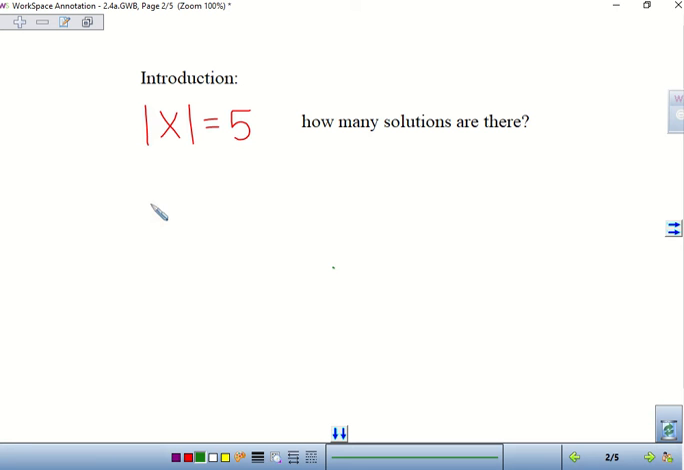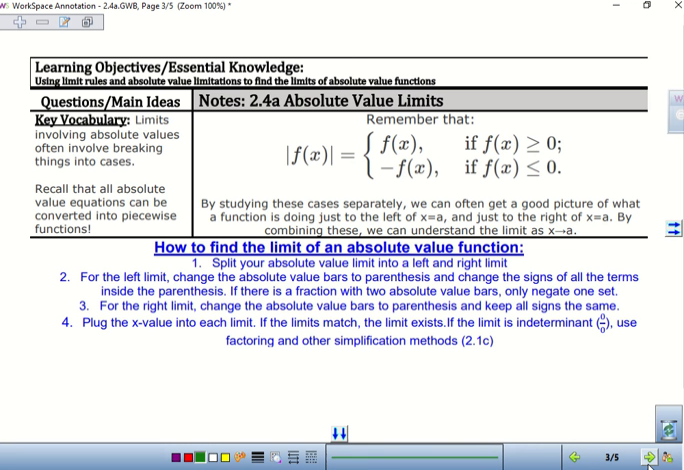And that's because, technically, you would solve this two ways, right? You would do x equals 5, and then you would do negative x equals 5, and then you would solve for x, and you'd get 5 and negative 5. So the main idea here to understand is absolute value equations can have two solutions. Same goes for their limits. You have to look at the left and right side of their limits as well.